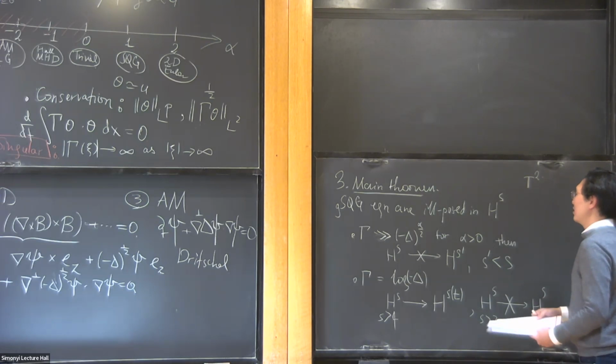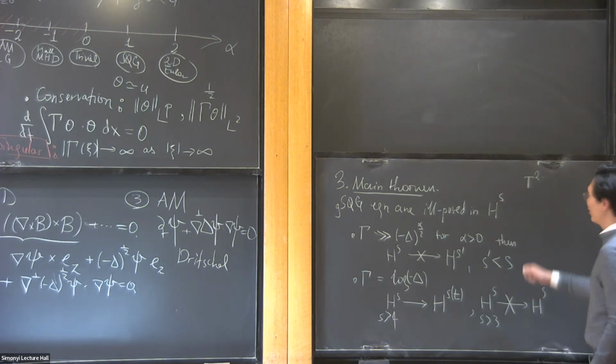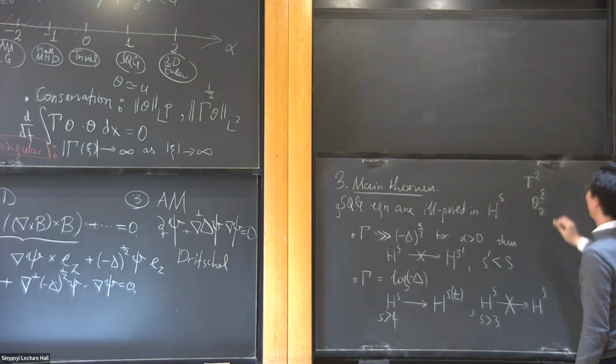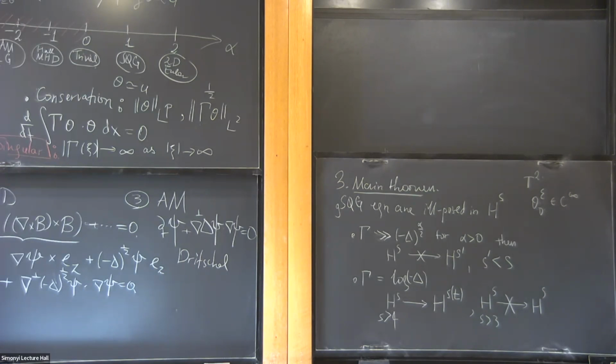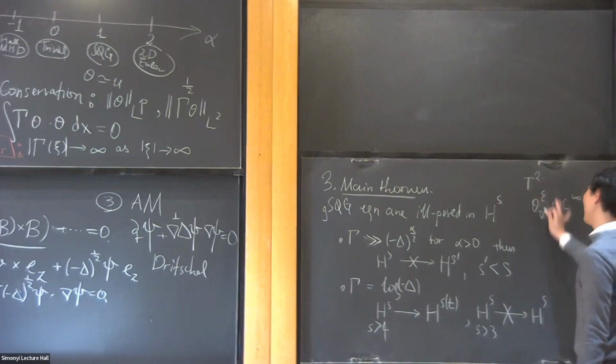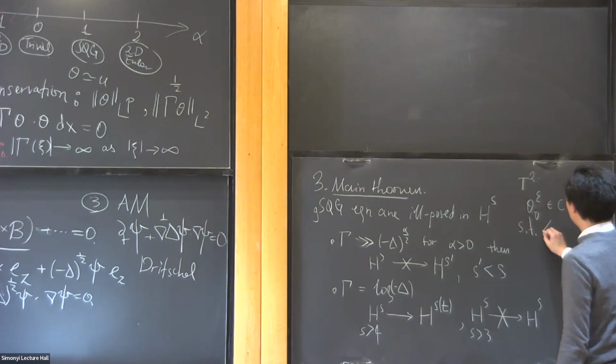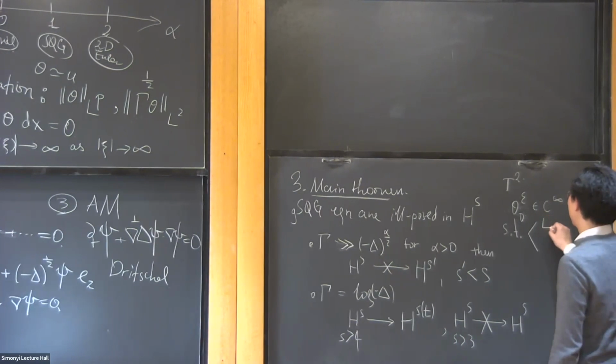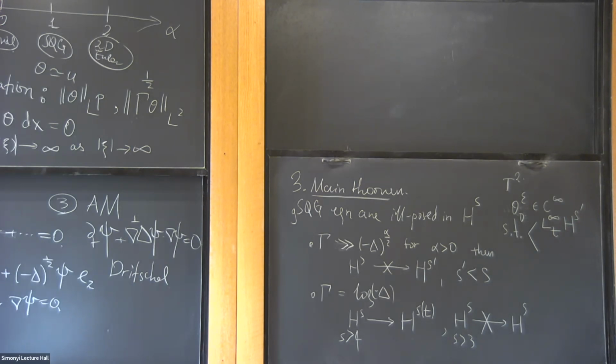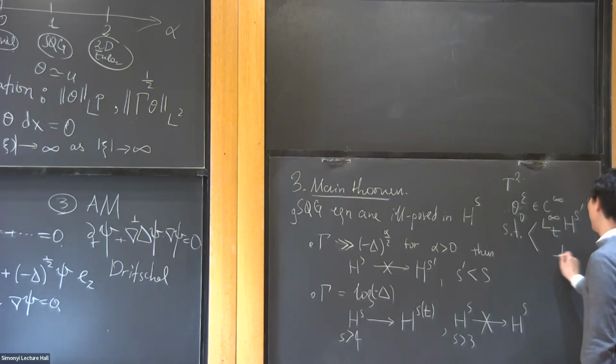there is a sequence of initial data, theta_0^epsilon, which are completely smooth and converging in H^s as epsilon goes to 0, such that either there is no solution at all in time with values in H^s' for any time interval, or there is one but it has strong norm inflation, so that the norm becomes at least of size 1 over epsilon in a time interval which becomes shorter as epsilon goes to 0.